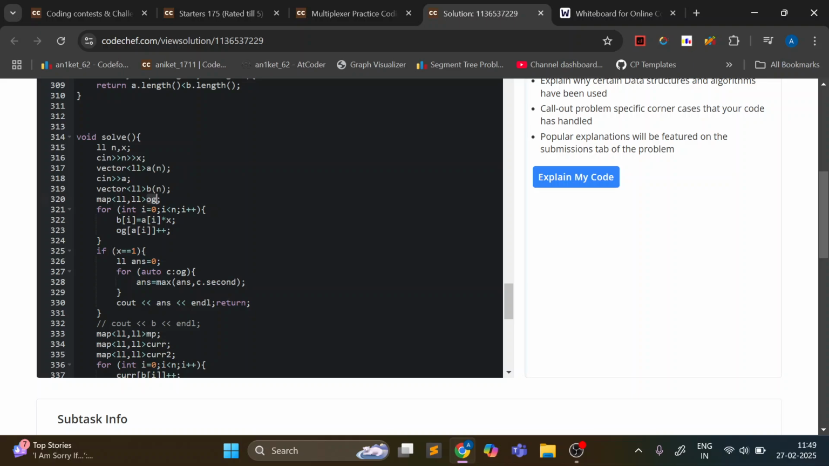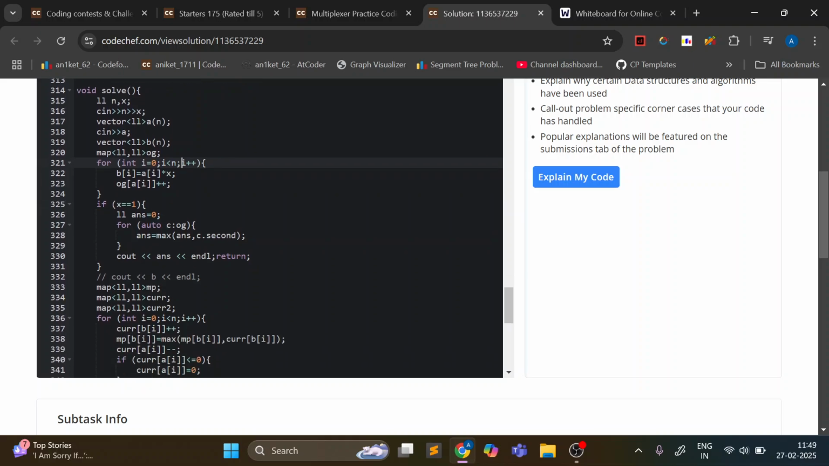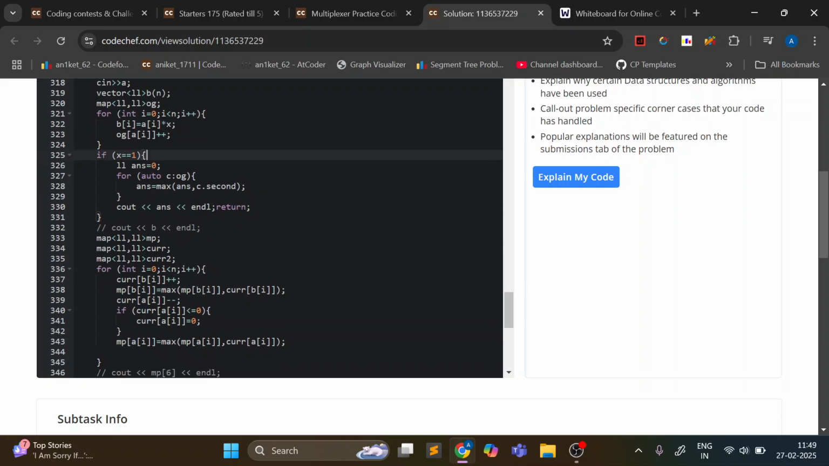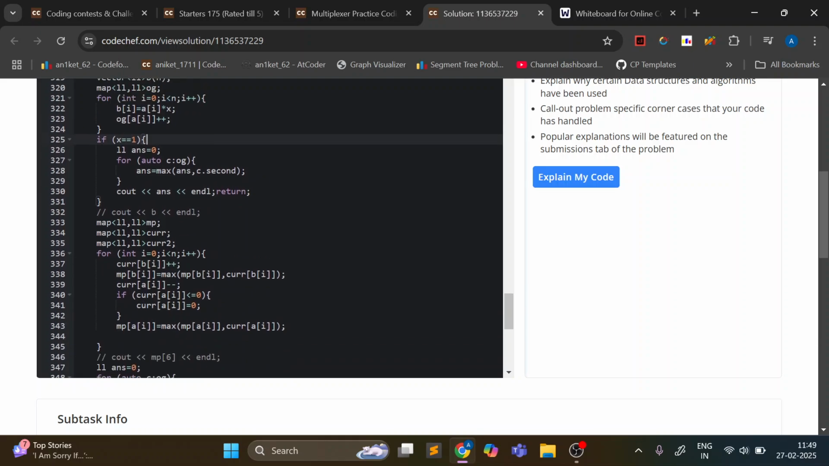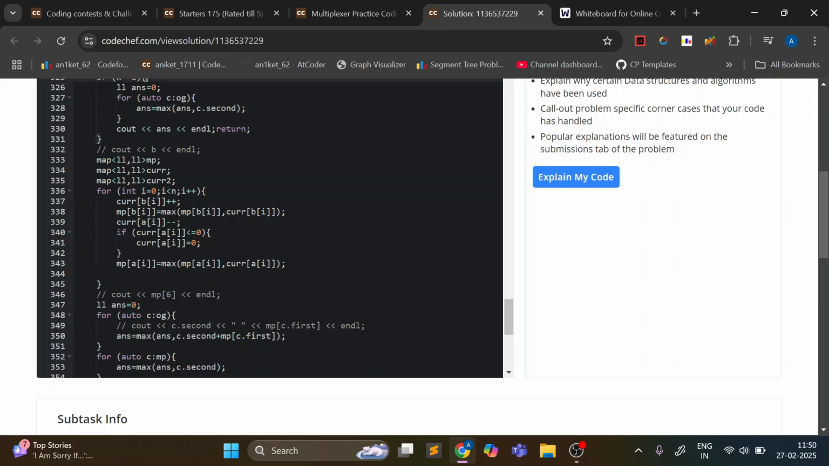Then I have also declared an OG map which stores the frequency of elements in the original array. So OG of a of i plus plus. Now if x is equal to 1, then we don't need to perform the operation, because performing it or not performing it both result in the same array. So in that case, I will just take the maximum frequency from the OG map itself and print it. Now, if x is not equal to 1, then I will declare two maps.